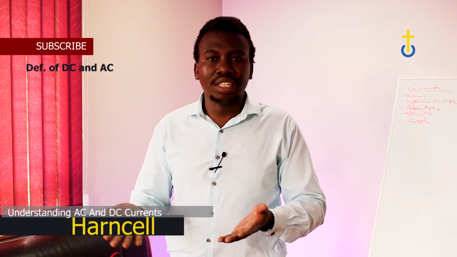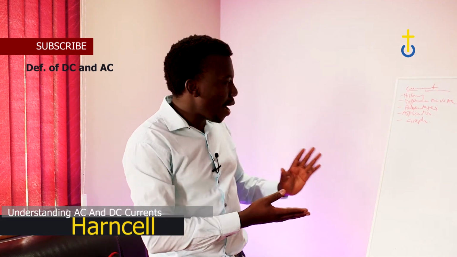But then we have AC, which alternates, hence the name alternating current, meaning it keeps changing direction. For an AC, the polarity keeps changing. At one point it's positive, the next moment it's negative. And the best way for us to understand that is using a graph. So we'll move to my whiteboard, my amazing whiteboard here, so that I can do a demonstration.